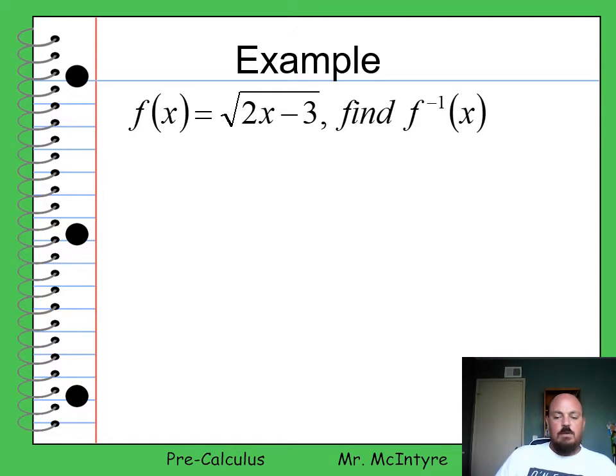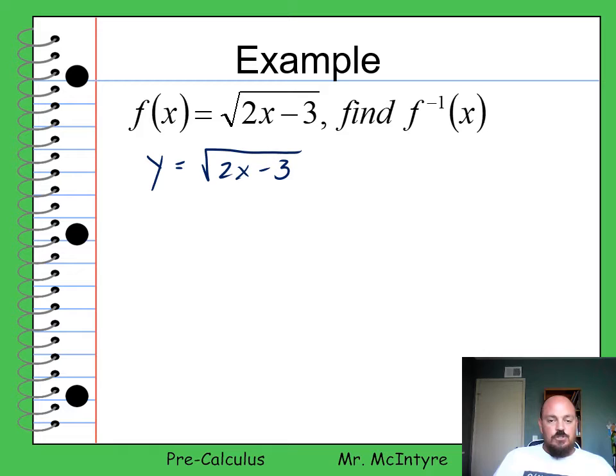So we said, what I want to do to find an inverse is switch x and y. Now, in order to be able to do that, I'll just take this f of x and rewrite it as y instead. F of x and y are essentially the same thing.